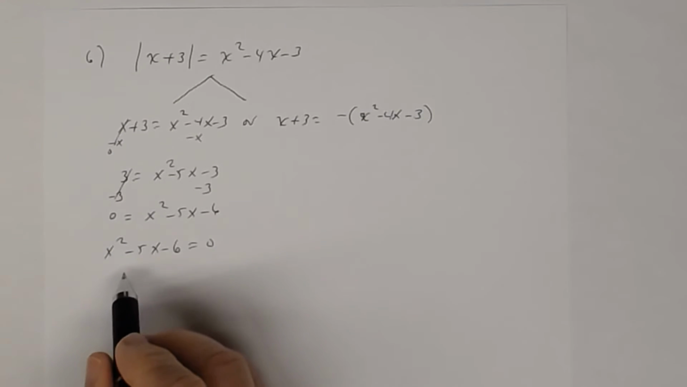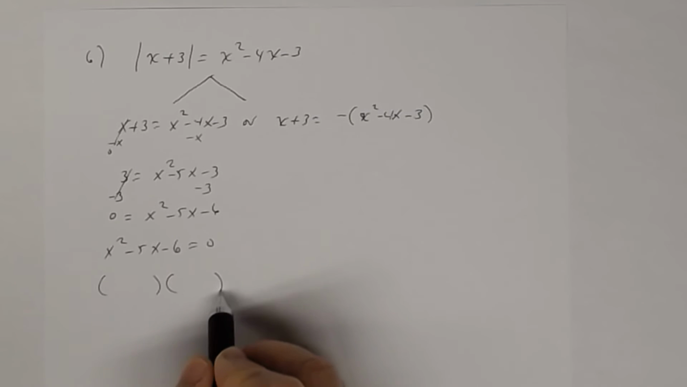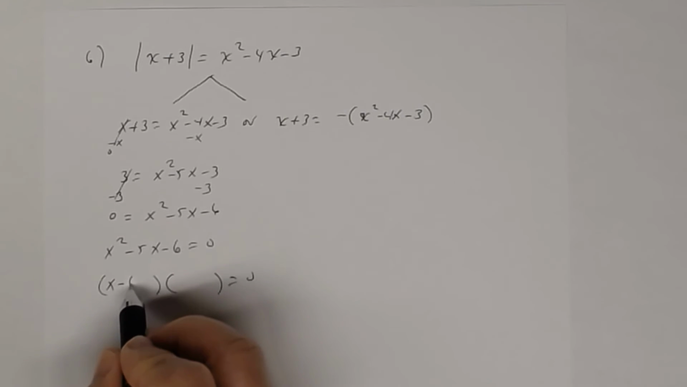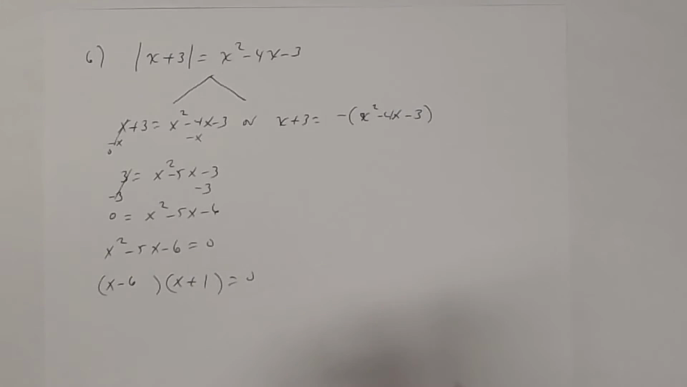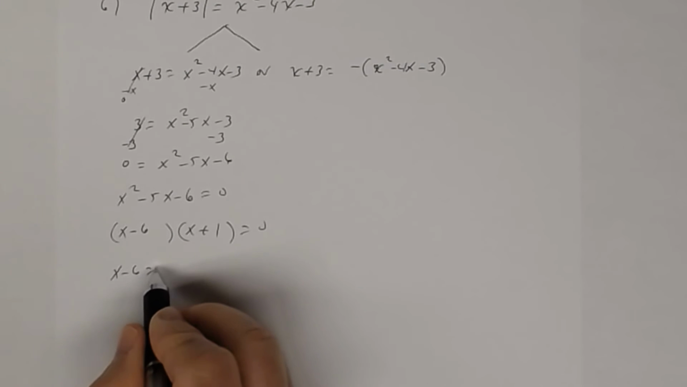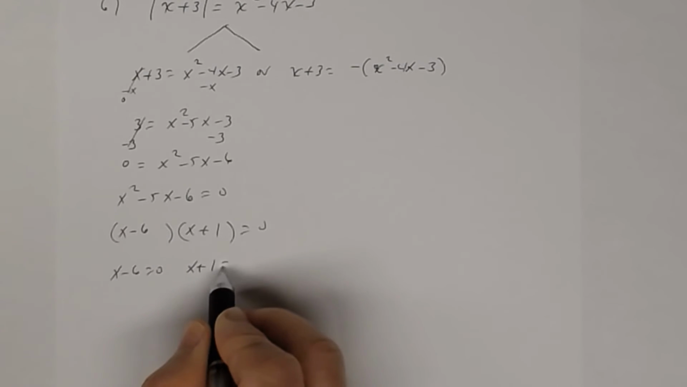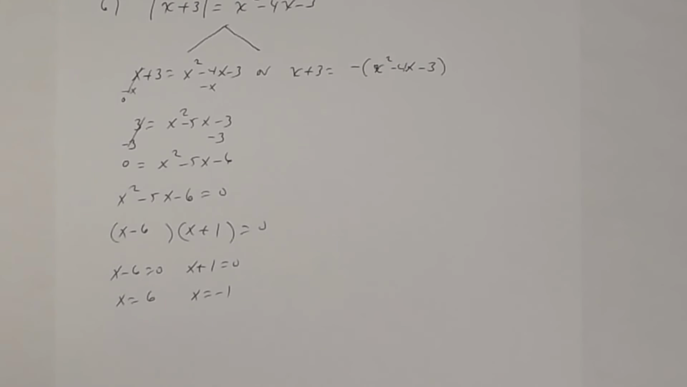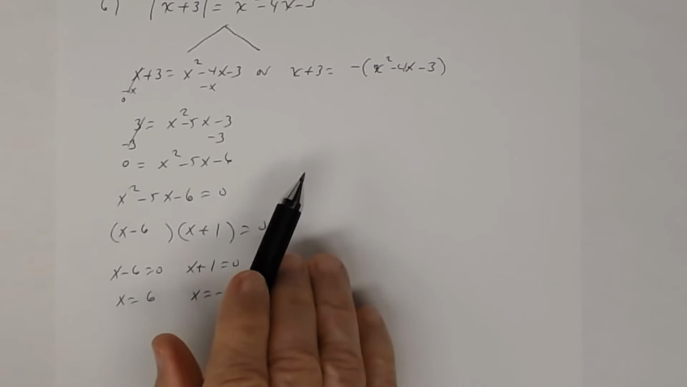Okay, now this one's factorable, so let's go ahead and factor. And when I do that, I'm going to get x minus 6, x plus 1 equals 0. Setting each factor to 0, using the zero factor property, I get x to be positive 6 and x to be a negative 1. All right? Now let's look at the other one.